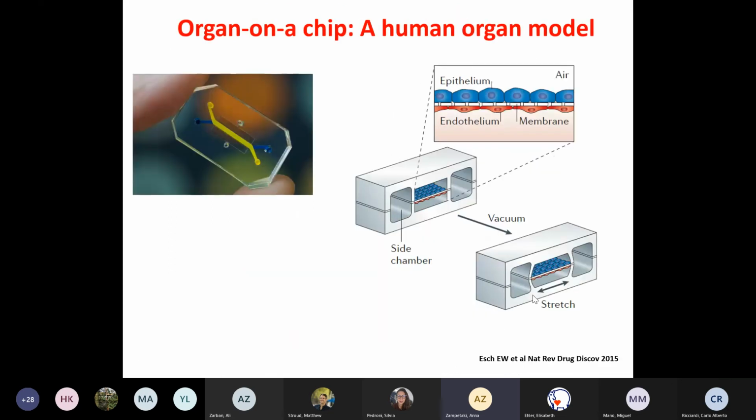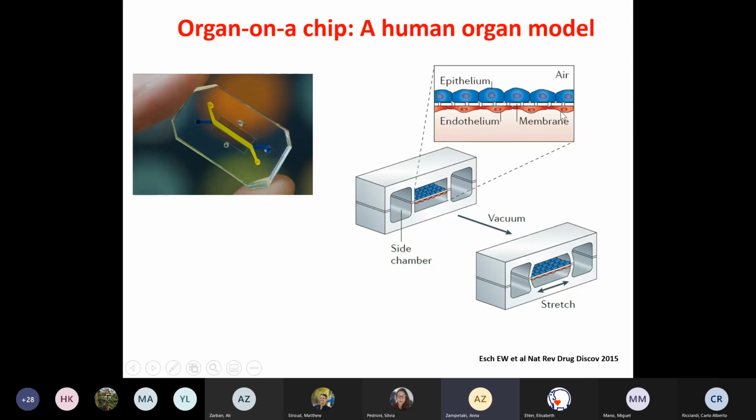Now, this technology relies on a different platform, the organs on chip. This is again a human organ model. So what you will have here, you can see it is two microfluidic chambers, shown one in yellow and one in blue. They are on a flexible polymer. Usually it's the size of a USB memory stick.